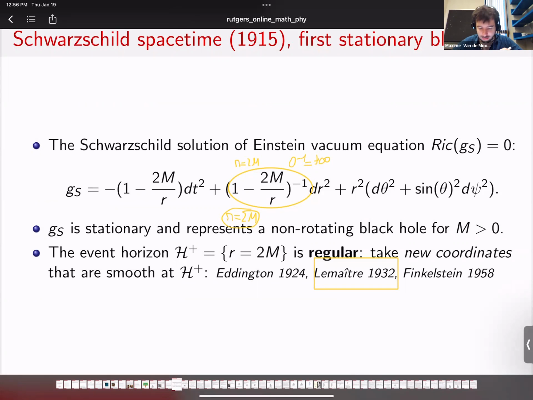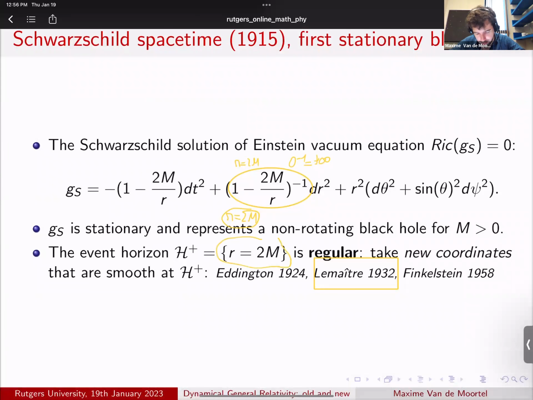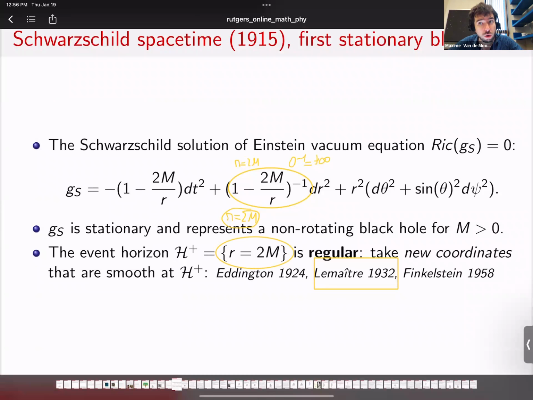And he had understood that, in fact, this r equals 2m is an event horizon, it's regular. So how do you see this? Well, you just have to change coordinates.